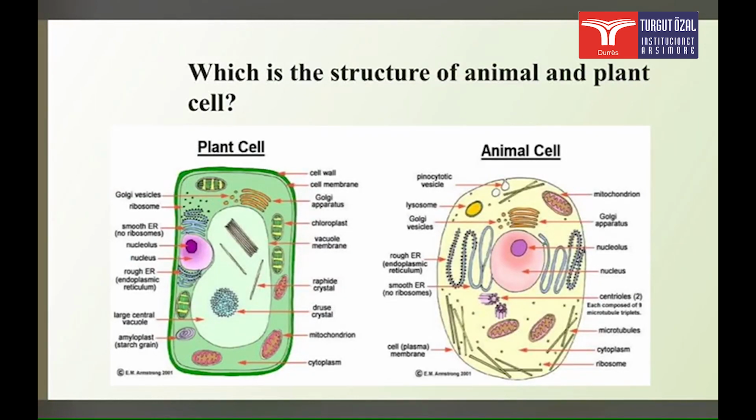Which is the structure of animal and plant cell? As you see in the picture, animal and plant cells have organelles. Some organelles are different and some are the same in animal and plant cells. For example, Golgi apparatus, ribosomes, nucleus, endoplasmic reticulum, and mitochondria are found in animal and plant cells, while vacuole, chloroplast, and cell wall are found only in plant cells.